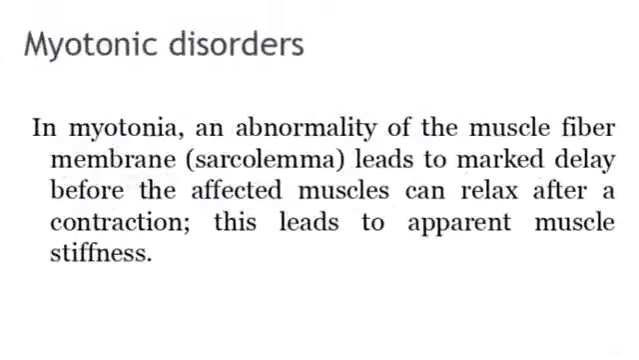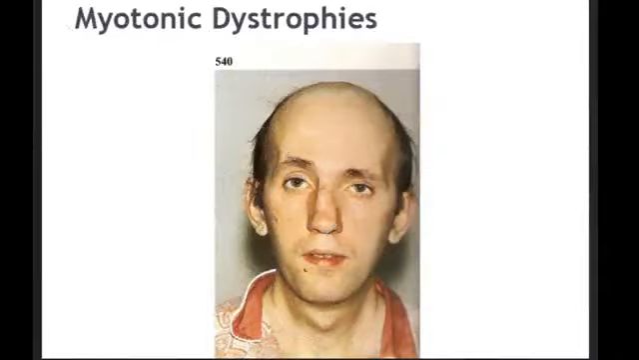Myotonic disorders. In myotonia, an abnormality of the muscle fiber membrane, which is called sarcolemma, leads to marked delay before the affected muscles can relax after a contraction. This leads to apparent muscle stiffness. Myotonic dystrophy is the most common adult muscular dystrophy. It is usually autosomal dominant with genetic anticipation.